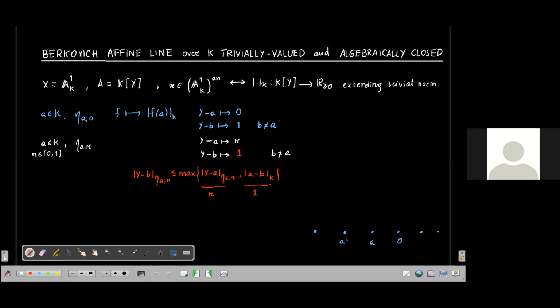I think there's a question: can you remind us of the definition of eta_{a,R}? For the moment, I don't have to remind you, in that we are constructing the definition.